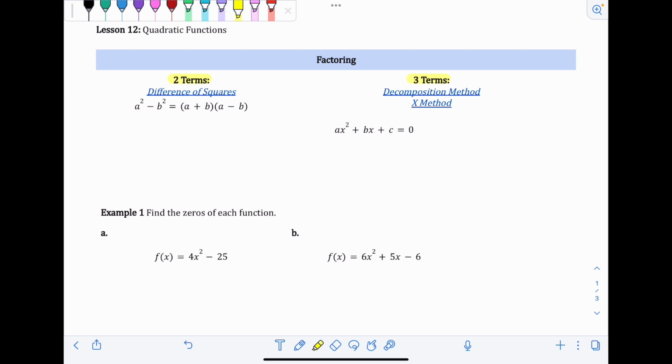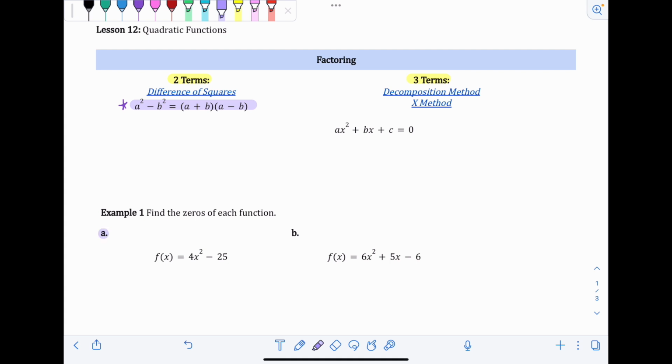If we have two terms in our quadratic, then we're looking for something called a difference of squares. A difference of squares is one perfect square minus another. So our formula for a difference of squares is right here. The original problem would be given in the form a squared minus b squared, and we would factor it into a plus b times a minus b. We're going to use that formula down here under example 1a.